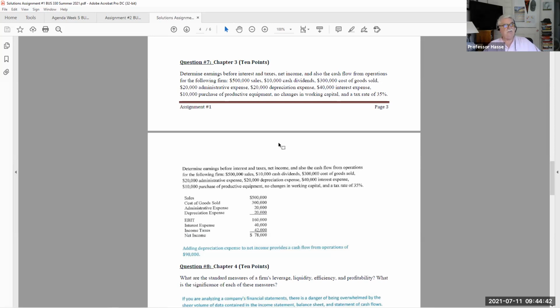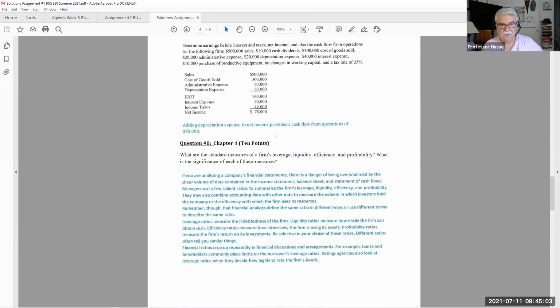Remember, depreciation is a non-cash expense. So actually, we made a net income of $78,000, but our cash flow from operations was $98,000. Okay? That's my question that separates the A's from the A minuses and how you do that.